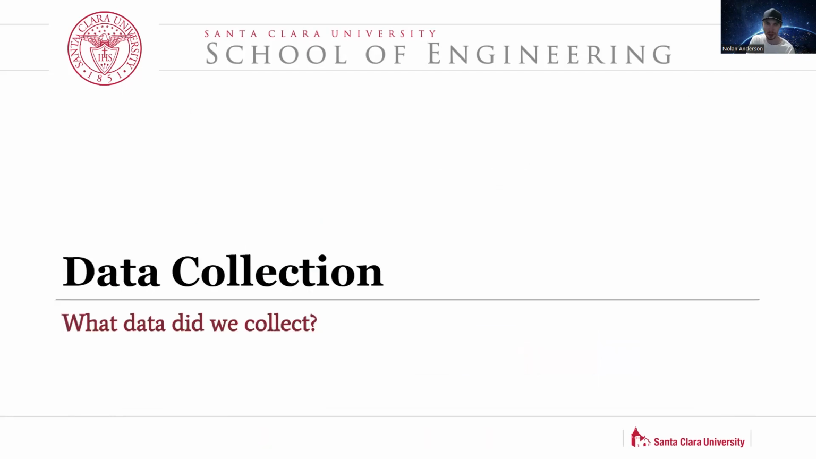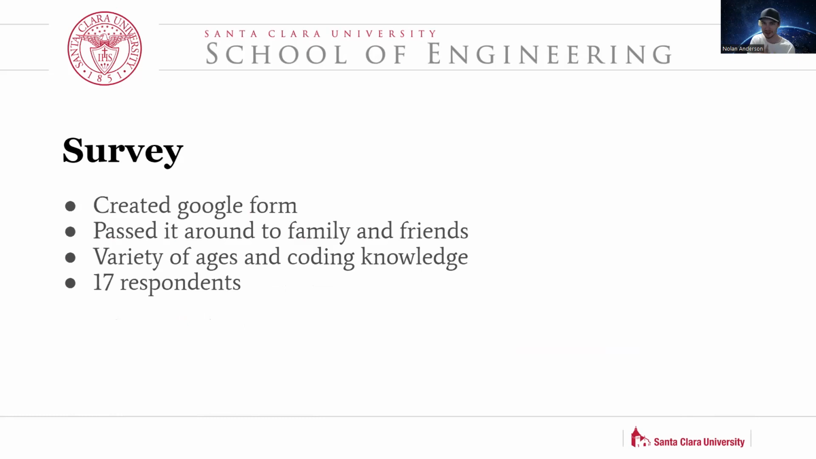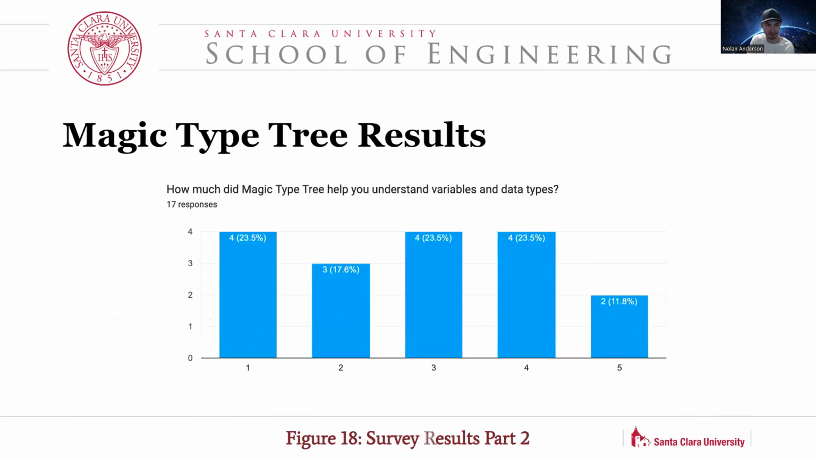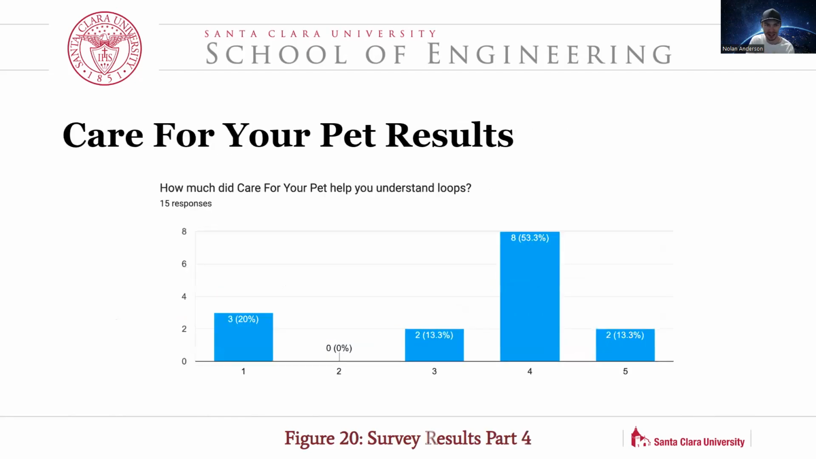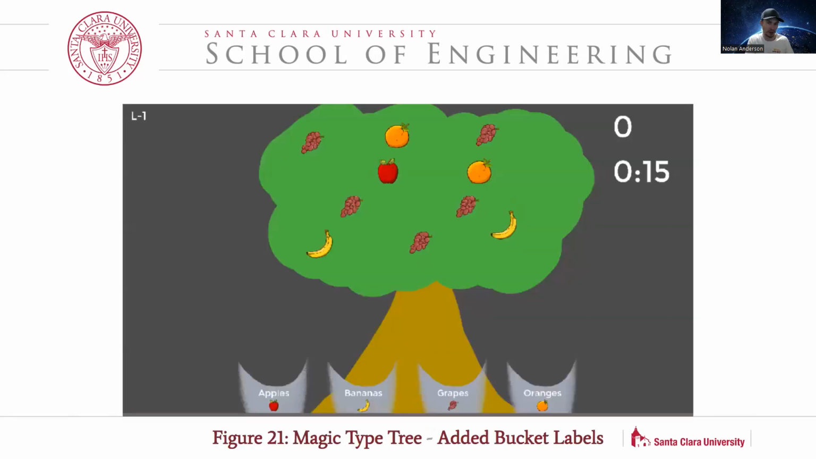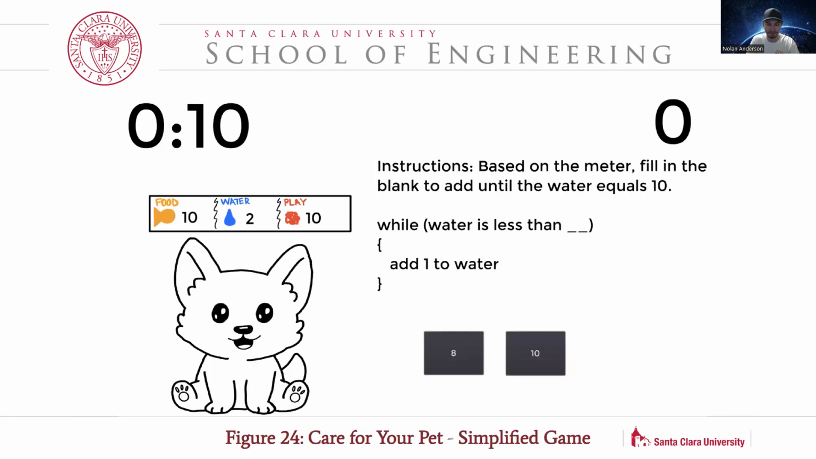So what we collect in terms of analysis and research, well, we submitted a survey for people to evaluate what's going on. Basically, we got people that had a lot of coding experience and that didn't have coding experience, to see how they interpreted the games, because we all have experience behind this project. And we have mixed results on Magic Type Tree, pretty good results for Weather Conditionals, and once again, mixed results for Care for Your Pet. So we took it upon ourselves to implement this feedback, to add bucket labels, to add better instructions for Care for Your Pet, and to simplify the game by avoiding using percents and using just a fixed max value of 10.